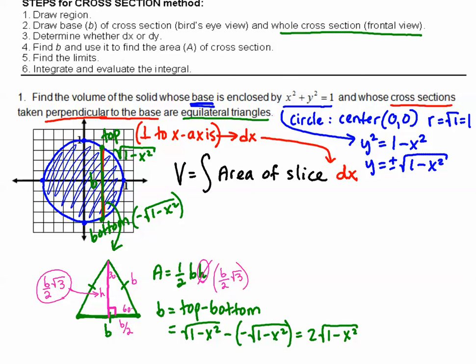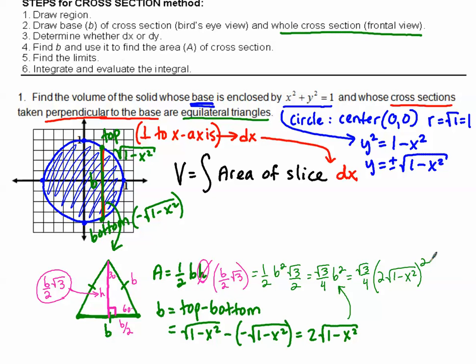So really, our area formula can be written as 1/2 b times b over 2 times square root of 3, which is b squared times square root of 3 over 2, or better yet, square root of 3 over 4 times b squared. Yeah, there's some work to do to remember your geometry. Let's go ahead and plug our b into there, so square root of 3 over 4 times 2 root 1 minus x squared, base squared.